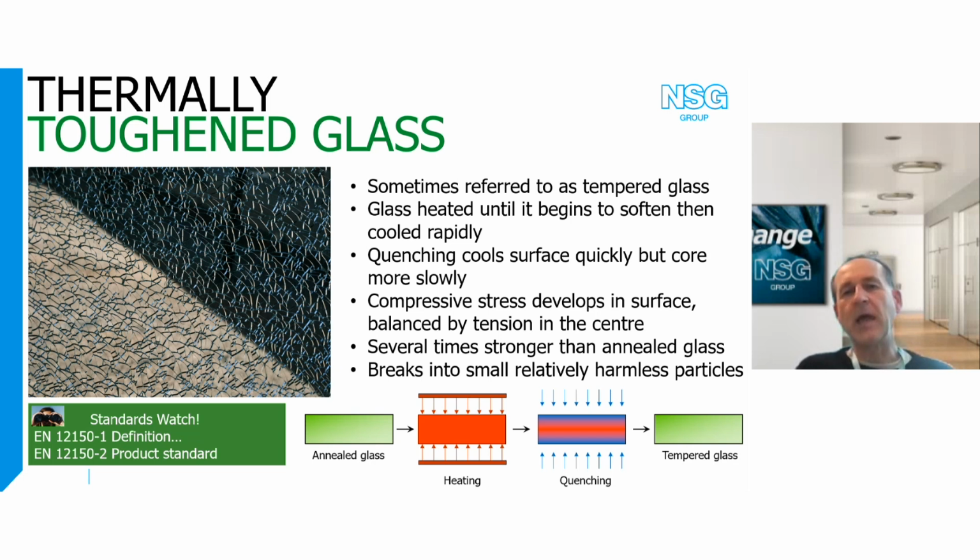As the inner tensile layer needs to be penetrated before it can break, this means toughened glass is several times stronger than annealed glass. In the event of the glass fracturing, it breaks into small, relatively harmless particles, which can minimize injury compared with annealed glass. This means that thermally toughened glass can be classified as a safety glass.